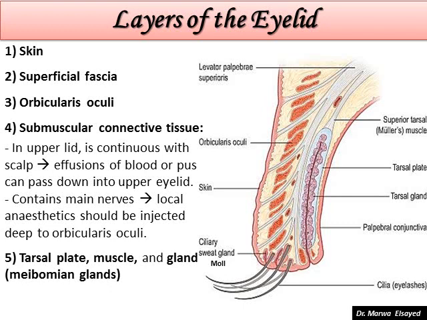Tarsal plate, muscles, and gland. And the last layer is the conjunctiva or palpebral conjunctiva. These are the layers of the eyelid. Skin is the first layer, then superficial fascia, orbicularis oculi muscle, submuscular connective tissue, tarsal plate and the gland, and the palpebral conjunctiva is the last layer.